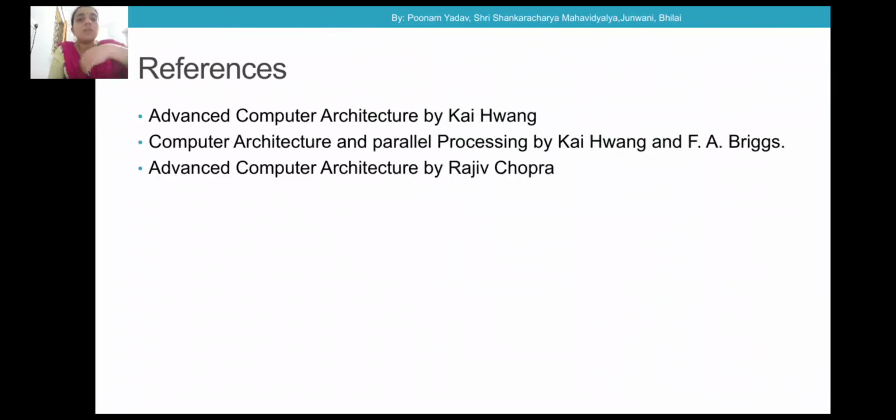Now references: Advanced Computer Architecture by Kai Hwang, then Advanced Computer Architecture and Parallel Processing by Kai Hwang and F.A. Briggs, then Advanced Computer Architecture by Rajiv Chopra.